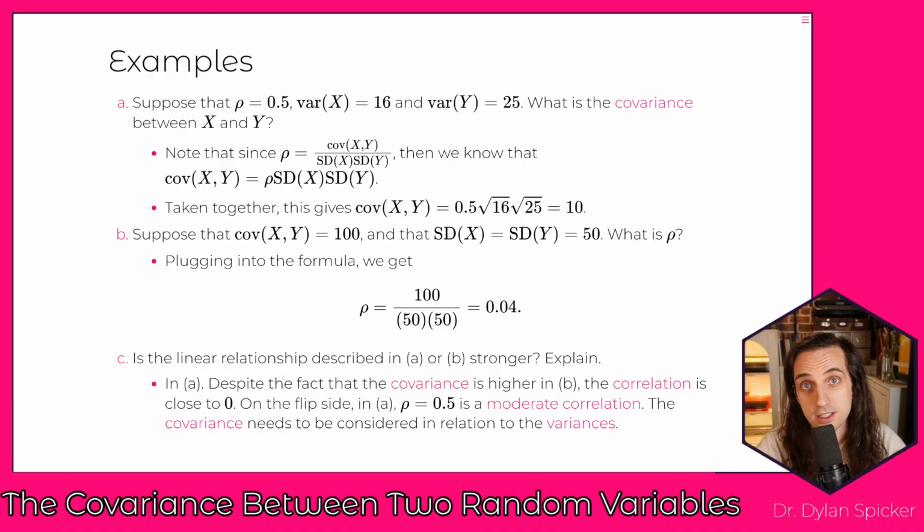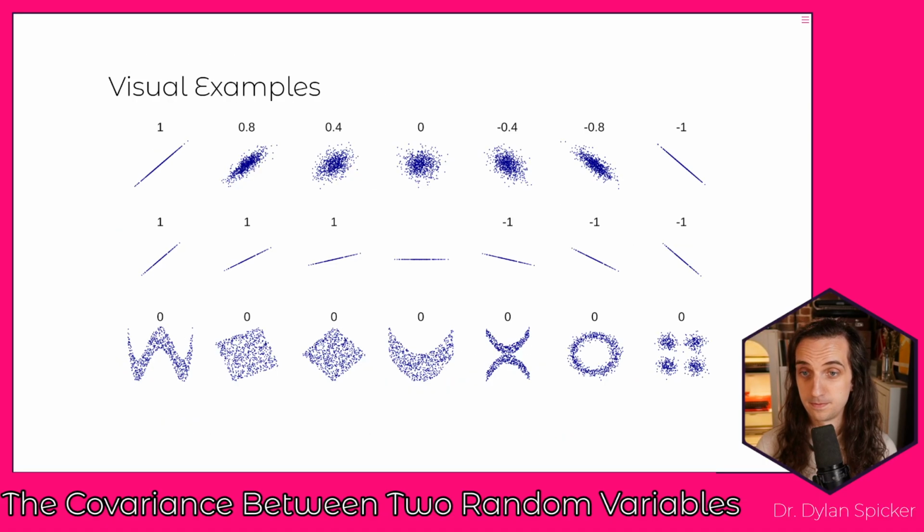This is because the covariance is only interpretable with respect to the actual variances as well. In part B, the variances are very high, standard deviations of 50, whereas in part A, the variances are fairly low. It's going to be a standard deviation of 4 and 5. So as a result, the linear relationship in A is stronger.